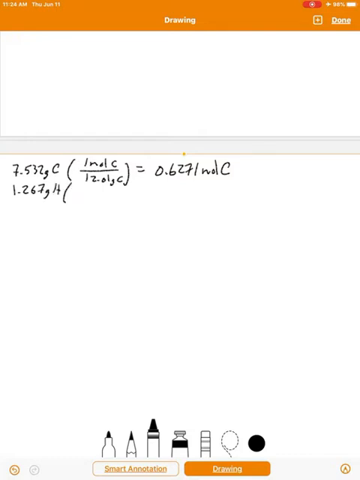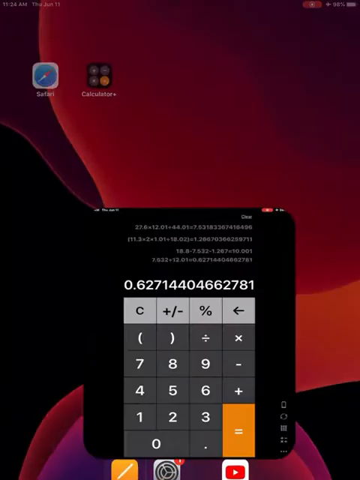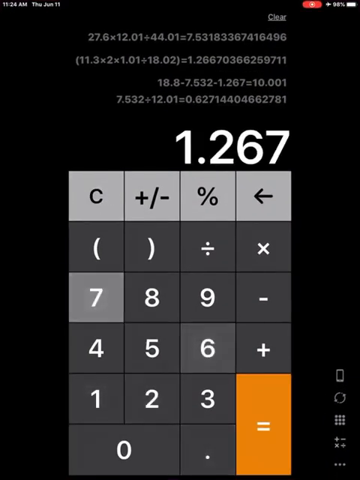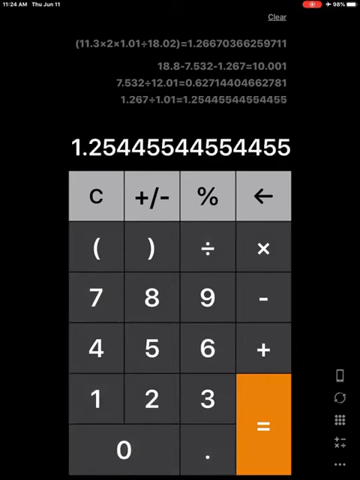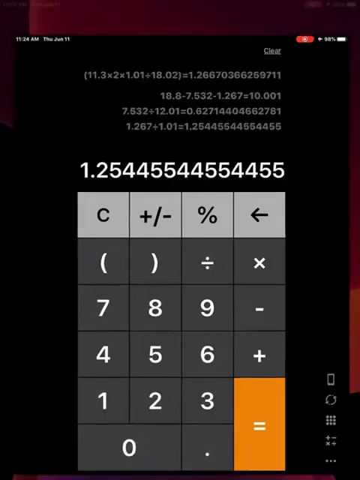Okay, now we're just doing hydrogen. We're not doing water, so it's 1 mole of hydrogen over 1.01 grams of hydrogen. Again, these numbers come from the periodic table. So 1.267 over 1.01, and you get 1.254.